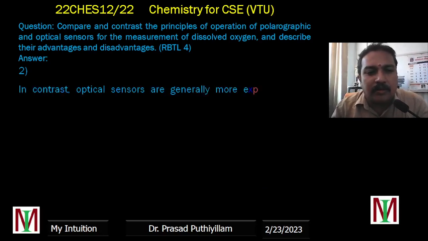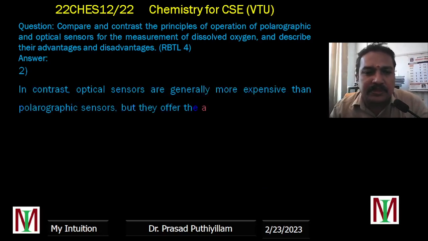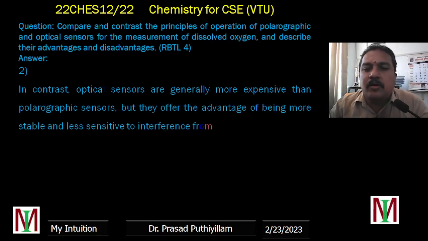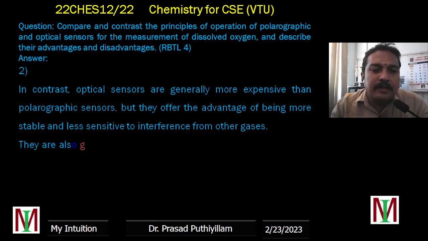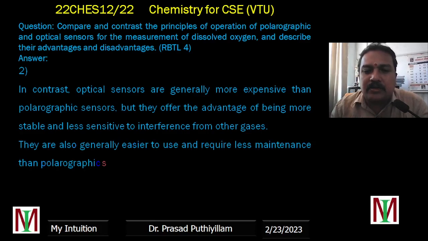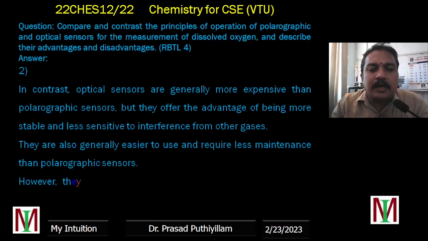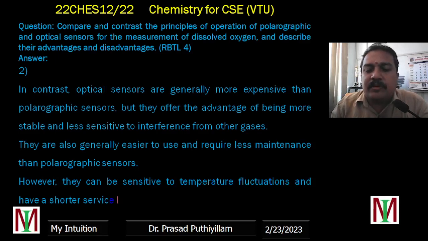In contrast, the optical sensors are generally more expensive than polarographic sensors, but they offer the advantages of being more stable and less sensitive to interference from other gases. They are also generally easier to use and require less maintenance than polarographic sensors. However, they can be sensitive to temperature fluctuations and have a shorter service life.